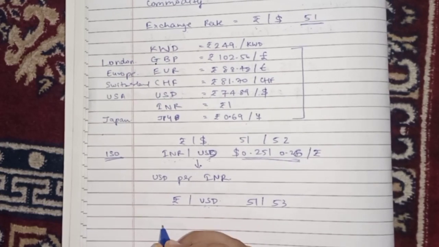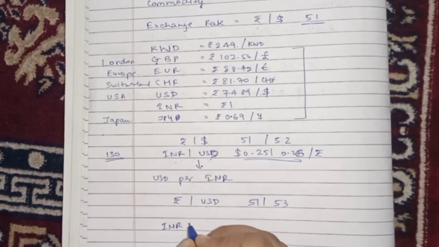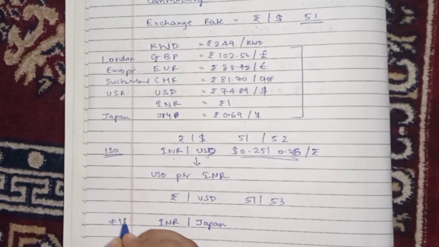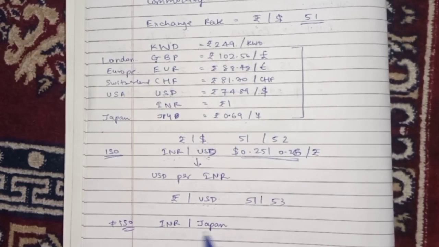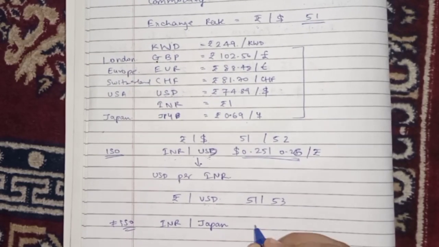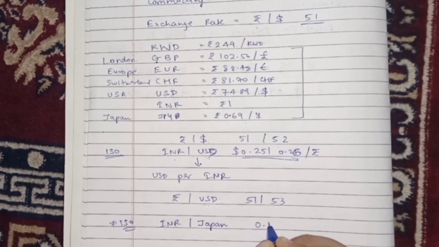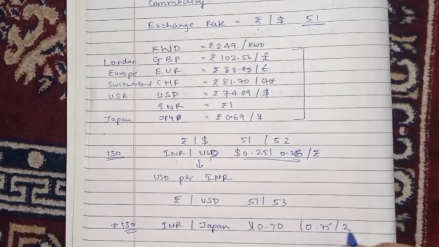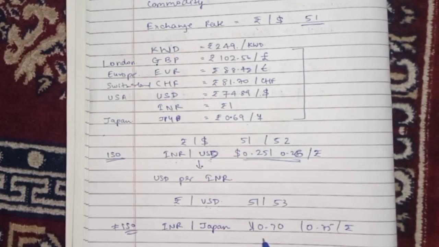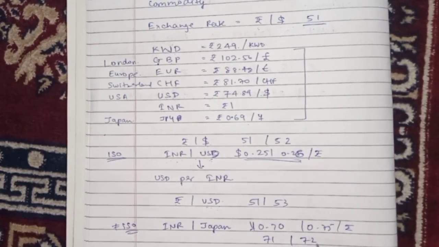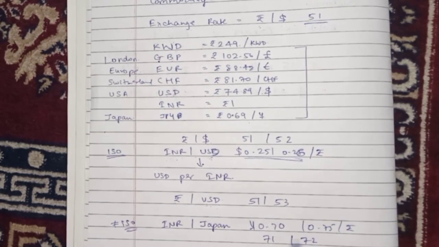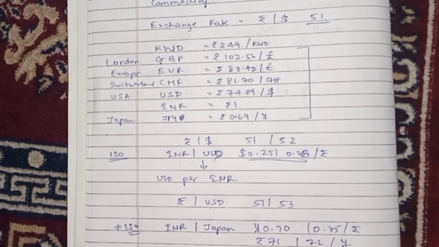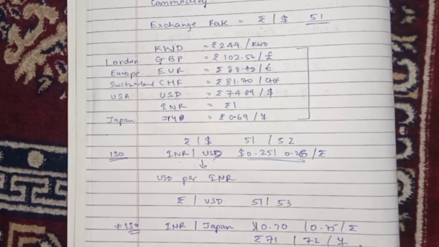Also, if something is written as INR is to JPY, this is also not an ISO code, so you have to look into the values and interpret. Let us say if it is written as 0.70, 0.75, then it is in yen per rupee terms. If the question says 71 is to 72, something like that, then you can interpret it as rupee per yen. This is the kind of interpretation you have to make.